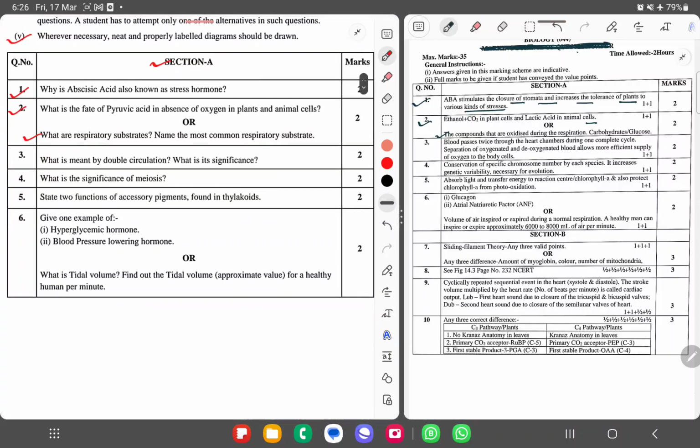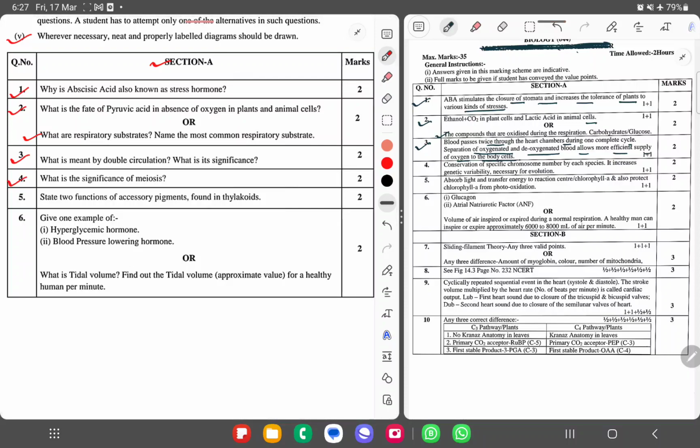Third question, what is meant by double circulation? What is its significance? The blood passes twice through the heart chambers during one complete cycle. The separation of oxygenated and deoxygenated blood allows a more efficient supply of oxygen to the body cells.